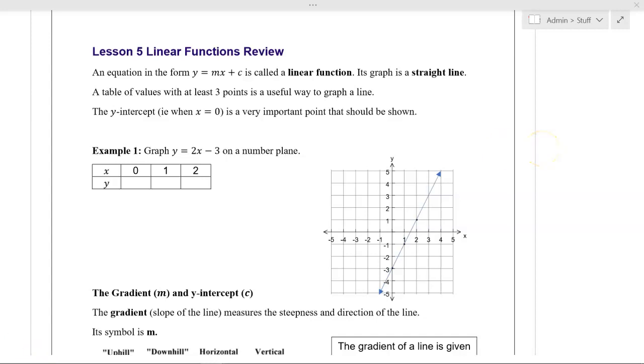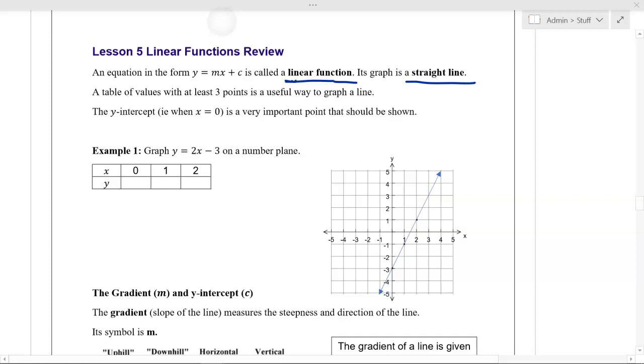In this lesson, we're going to review linear functions, which produce straight lines. So recall an equation of the form y equals mx plus c is called a linear function. Its graph will produce a straight line. Now let's graph the line y equals 2x minus 3.